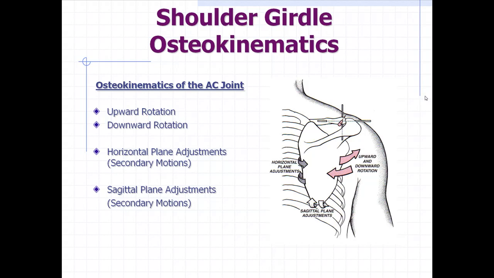Okay, movements of the acromioclavicular joints again are elevation, depression, medial and lateral protraction and retraction, and then medial and lateral rotation of the scapula. The AC joint this time is a synovial plane joint, so most of the movements that occur here are essentially gliding joints.